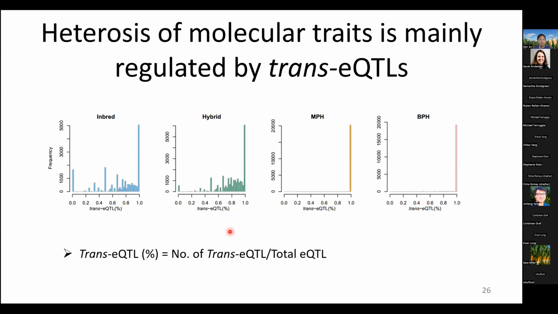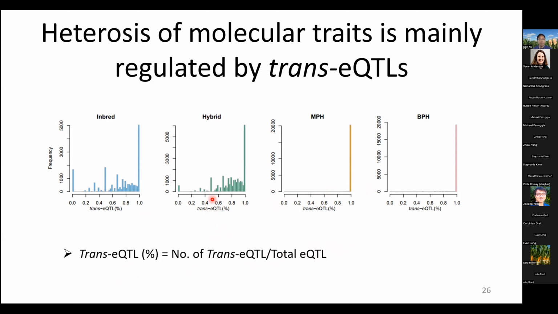And next, we calculate the trans-eQTL ratio for each gene. The ratio is calculated using the number of trans-eQTL divided by total eQTL for each trait. So in total we have about 20,000 genes, so we have 20,000 trans-eQTL ratios for hybrids and for heterosis traits. And this is the trans-eQTL ratio distribution.